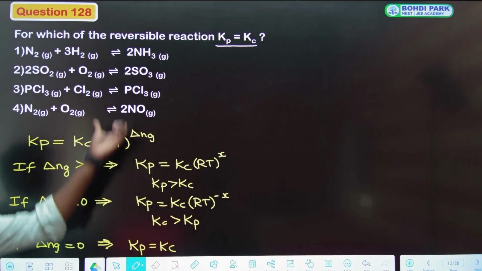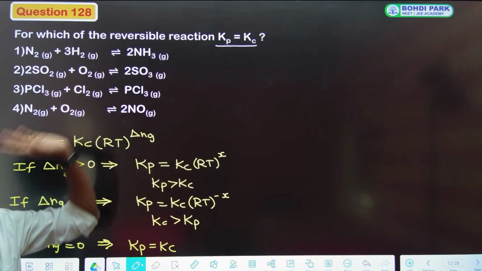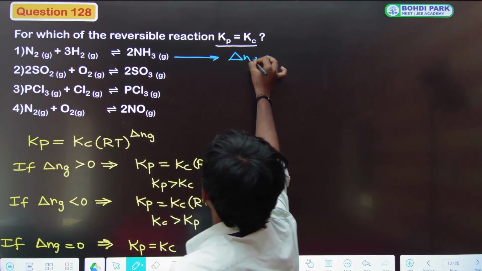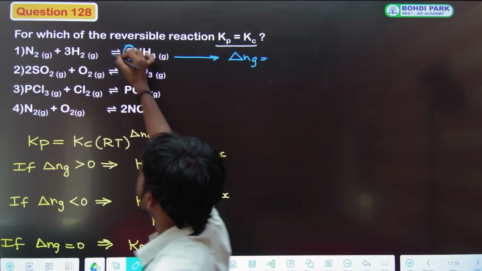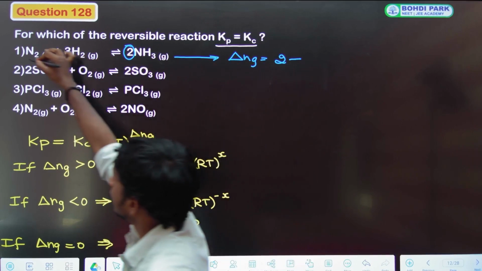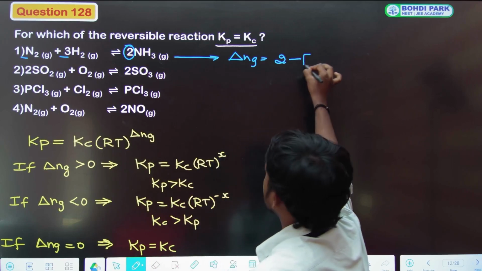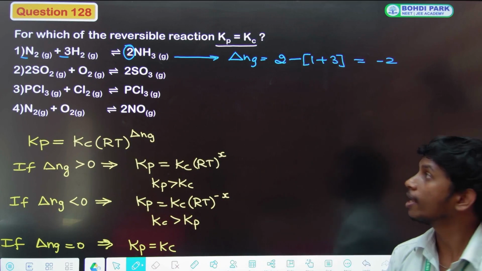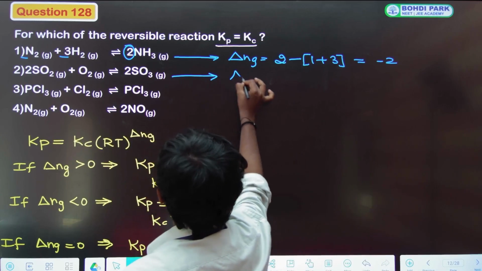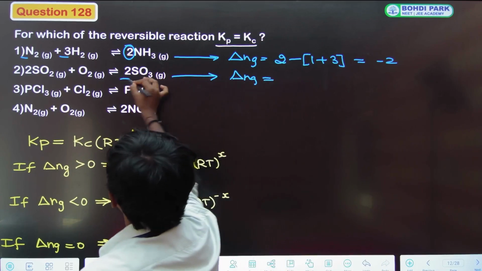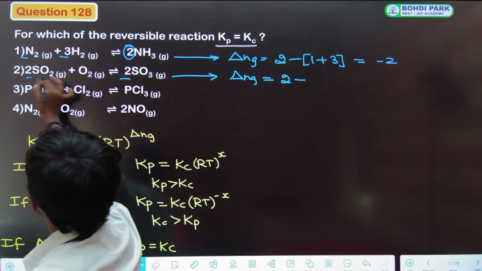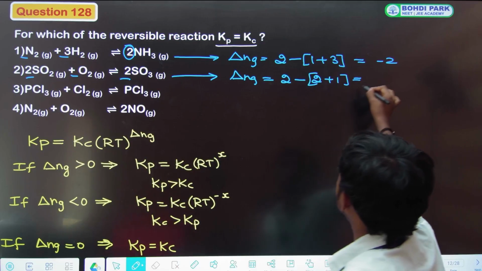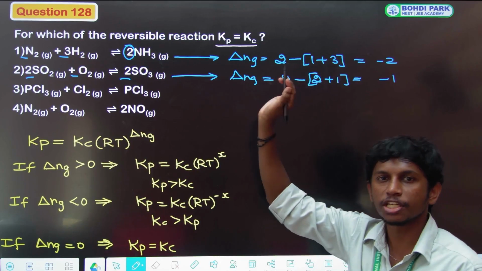இப்போ என்ன பண்ண போறோம் நம்ம? இந்த 4 இதுல யாருக்கு delta Ng value 0 னு பார்க்க போறோம். First one, delta Ng is equal to number of moles of product 2 minus reactant என்ன இருக்காங்க? ஒரு நைட்ரஜன் 3 ஹைட்ரஜன் 1 plus 3, which means minus 2. Delta Ng 0 இல்ல. Then second case, delta Ng is equal to product 2 minus reactant 2 plus 1, 3. So it is also equal to minus 1. இதுலயும் delta Ng 0 இல்ல.